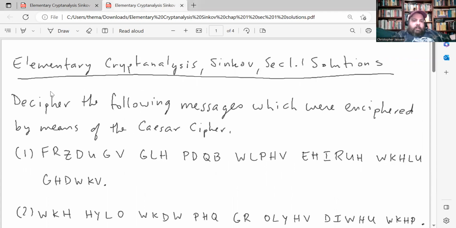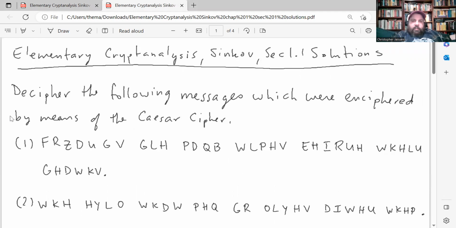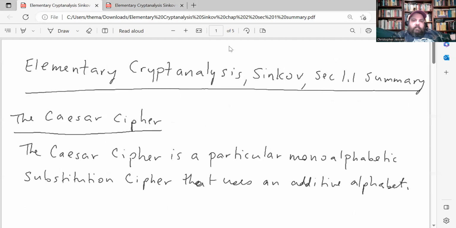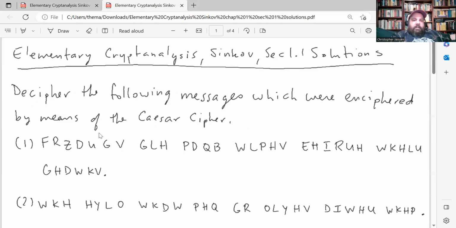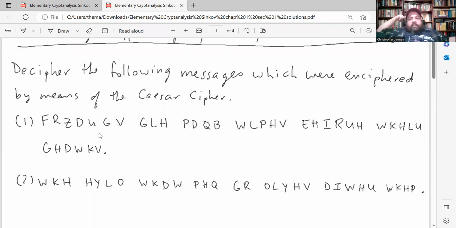So let me bring up the exercise set here. These are the exercises for section 1.1. There's only 2 questions, and the questions are: decipher the following messages which were enciphered by means of the Caesar cipher. So here we have 2 messages, and they were enciphered using the Caesar cipher. To decipher them, all you do is undo the Caesar cipher. So looking at the cipher alphabet here, we can decrypt these 2 messages. And if you want to try it yourself, I'll leave this up on the screen for a minute. You can pause the screen, copy it down, and see if you can decipher it yourself. All right, so I'll give you just a second to do that, and then I'll go to the solutions.